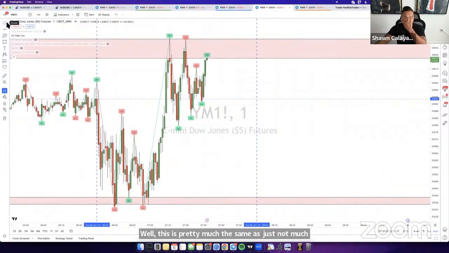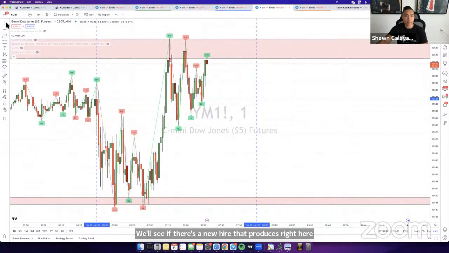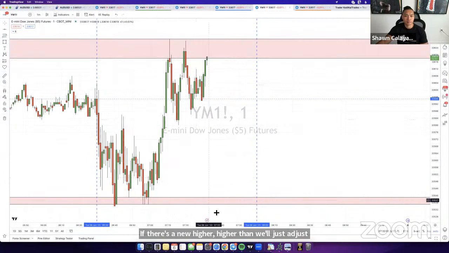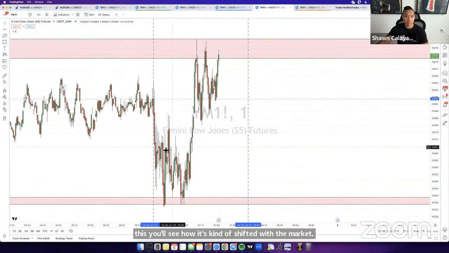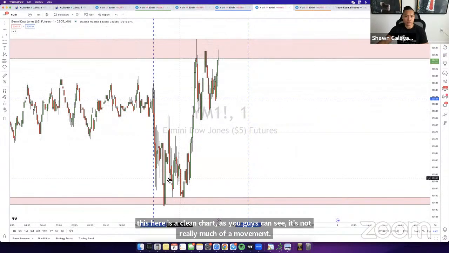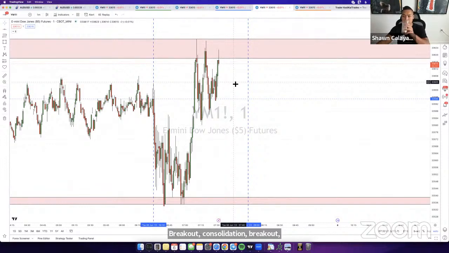We'll see if there's a new higher high that produces right here. If there is, then we'll just adjust this and you'll see how it's kind of shifted with the market. But this here is a clean chart. As you can see, it's not really much of a movement. It's a bit of a consolidation right here. Breakout, consolidation, breakout, consolidation. Next up, another breakout, back into consolidation.